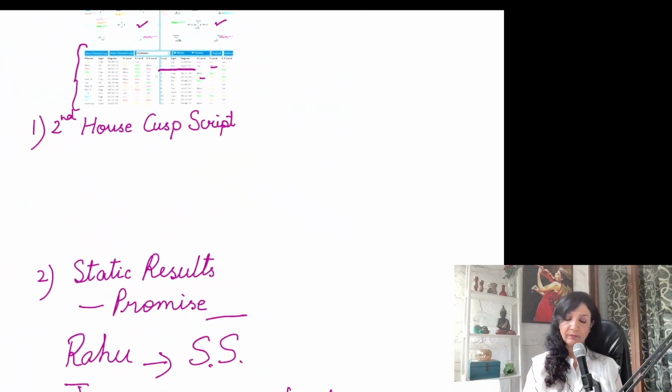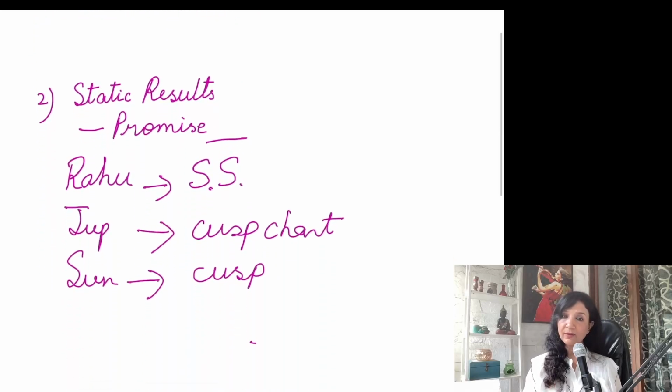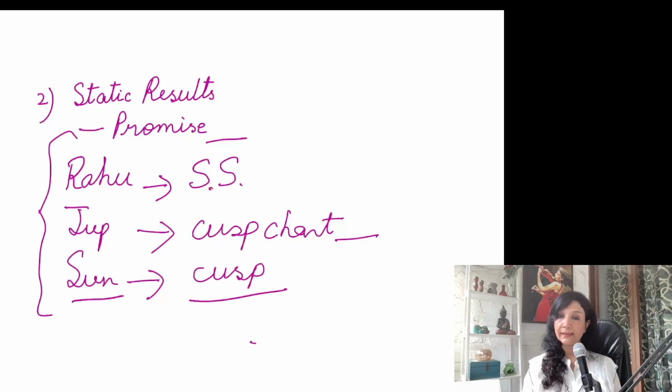Now just as I said, this is a static result. Promise we have checked, Rahu. This is a self-significator. We will check in the cusp chart. Sun is a sublord. That will also be checked in the cusp chart. So this will tell about your static results, the promise. And remember, Sun is a sublord. So whatever Sun says, that will happen. That is the real outcome. The final word will be by the sublord. This is the main point of KP astrology, that sublord tells everything. If sublord negates any combination, that combination will not give results.